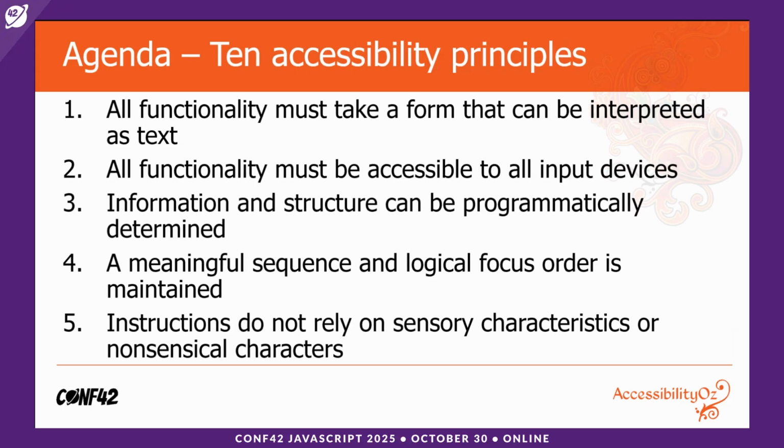There are 10 accessibility principles when it comes to JavaScript. First, all functionality must take a form that can be interpreted as text. Second, all functionality must be accessible to all input devices. Third, information and structure can be programmatically determined. Fourth, a meaningful sequence and logical focus order is maintained. Fifth, instructions do not rely on sensory characteristics or nonsensical characters.